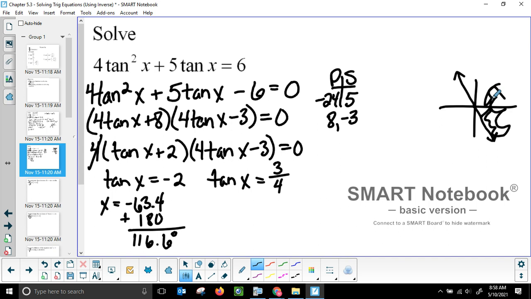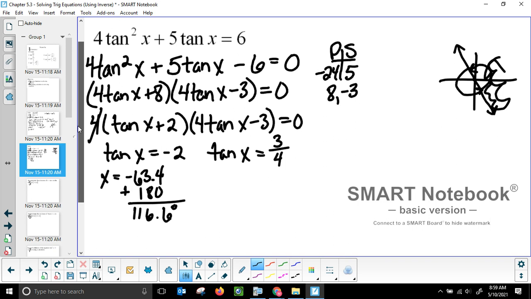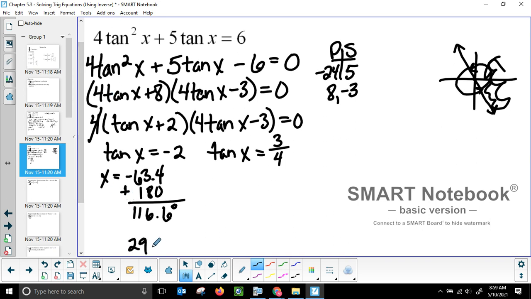So I added the 180 to get a positive value here. I can add 180 again. Remember, if I add 360 to this, that gives me a coterminal angle. It just gives me a positive one, right? So if I add 180 again, that will be 296.6, which of course would be right here again. Just now it's positive, and it's between 0 and 360, which is what we want. So these would be my two solutions here.